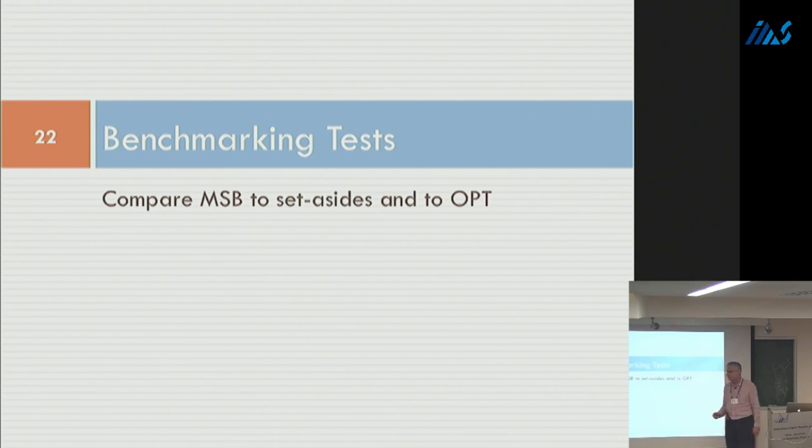So that's not feasible. That kills the brand advertiser. But suppose we don't care about the brand advertiser. What fraction of opt can I get out of this mechanism?